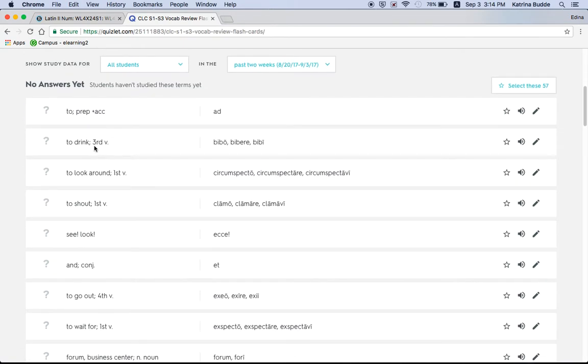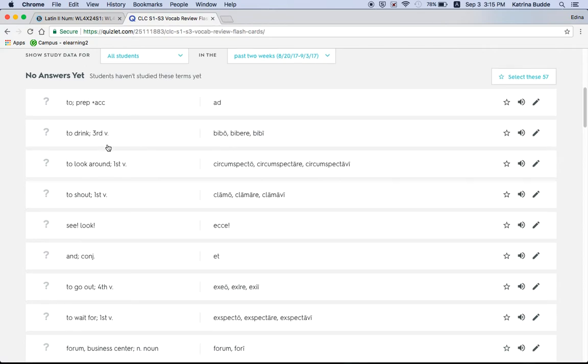For verbs, there'll be a V here for verb, and the number right in front of it tells you which conjugation it is. So third, first, second, fourth, or if it's irregular, it'll just say IRR dot. Okay, so to drink is just a very basic definition of the verb, semicolon, third conjugation verb.